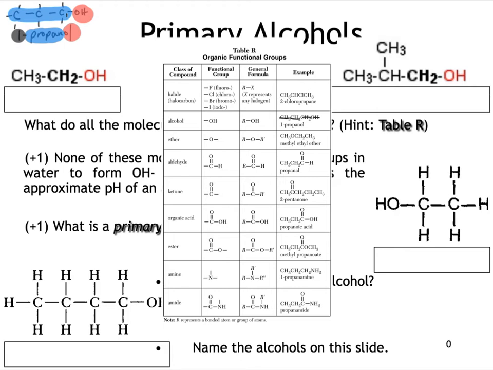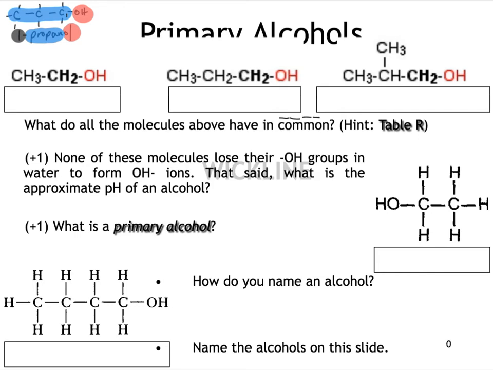So let me delete table R. And we'll get down to business. So what do all the molecules above have in common? They all have a hydroxyl group. I want to point out that a hydroxyl group is different than a hydroxide ion. So this is hydroxyl, this is hydroxide. Hydroxyl groups are covalently bonded to a molecule, and hydroxide ions are ionically bonded.